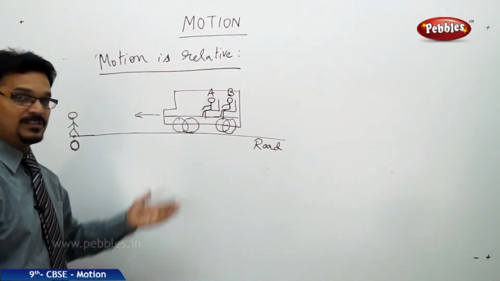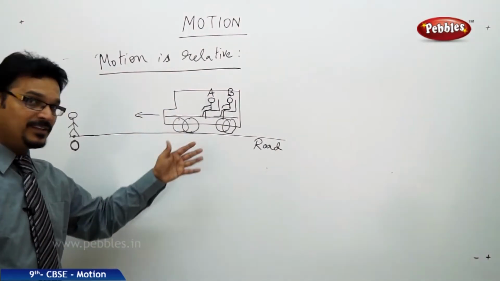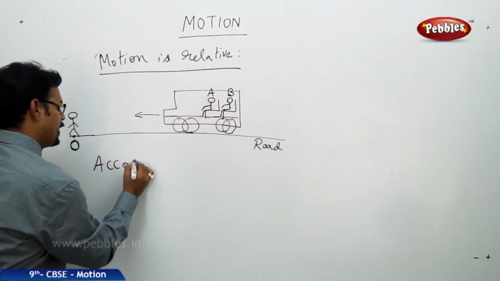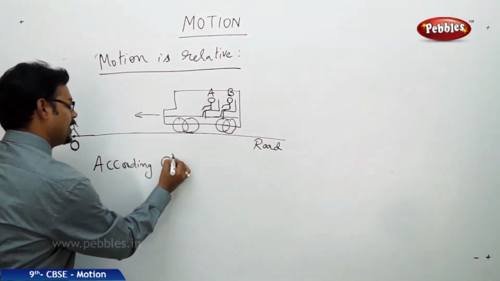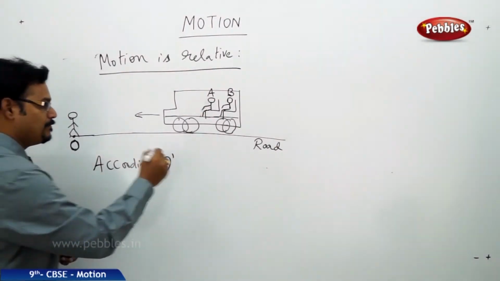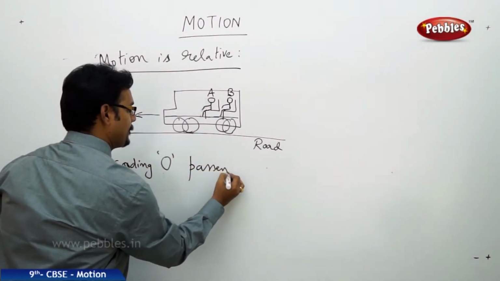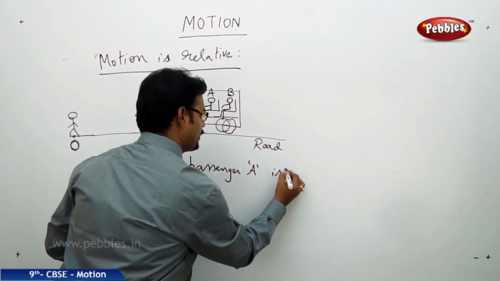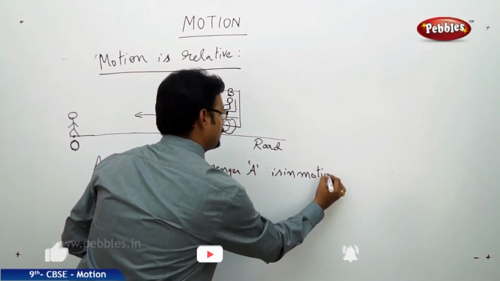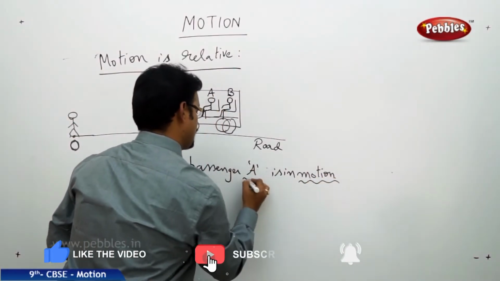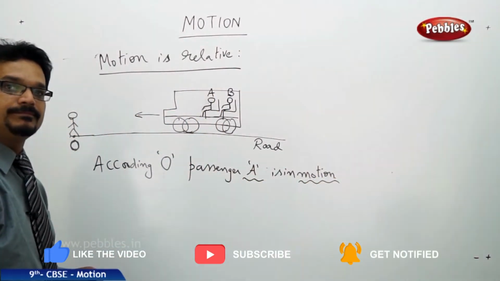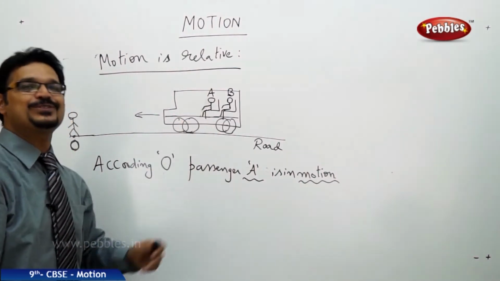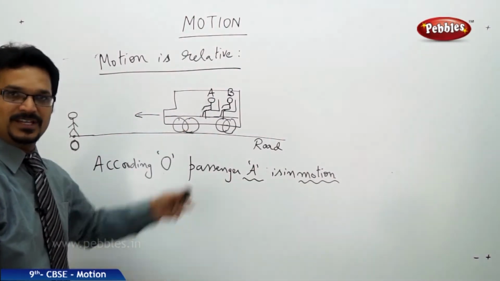Obviously, as the bus is in motion, everything in the bus should be in motion. So according to observer O, passenger A is in motion. According to observer O, passenger B is also in motion because these two passengers are in the same bus.